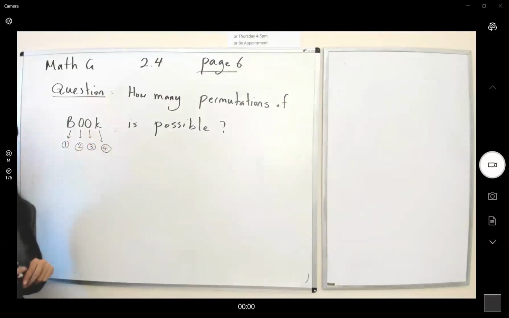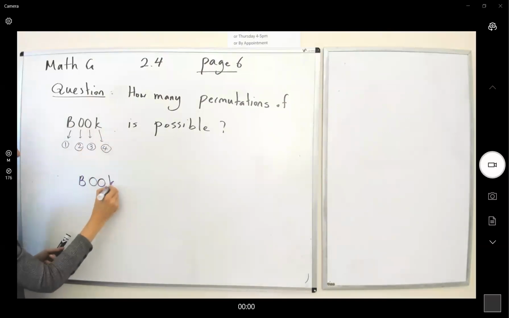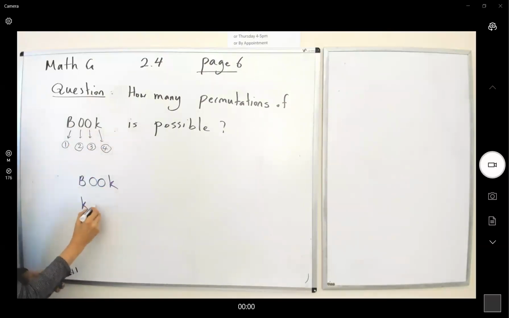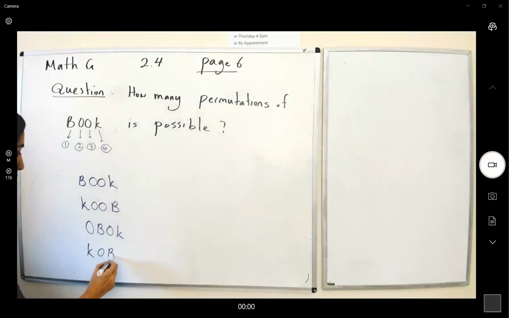Let us start. So we can write B as the first letter. Then you can write O, the second O, then K. Or you can say, hey, I want to write down, for example, K first, then O, and B. Okay, there you go. What else? I have O, B, O, K. I have K, O, B, O.